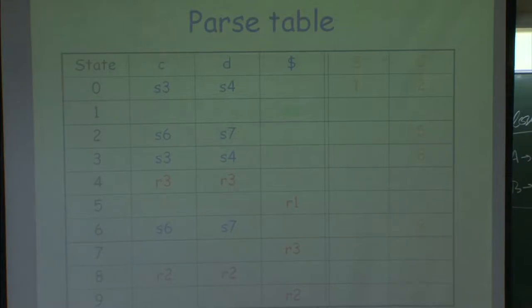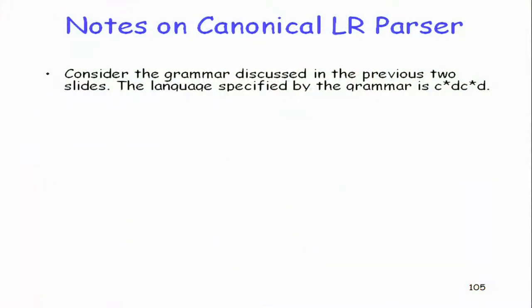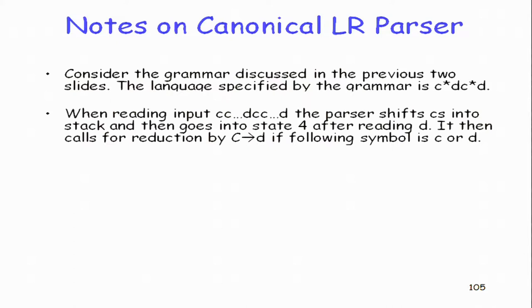Yes, so this is what we have just discussed. So let's look at some of the properties. This language is specified by the grammar I had. In this case I am using slightly different symbols. I found this slightly confusing because lowercase and uppercase C can create problems, so I should change this example for us. So this is the string which is specified by the language, and when reading, I am reading this input which is CCD, CCD and so on, or C star D.